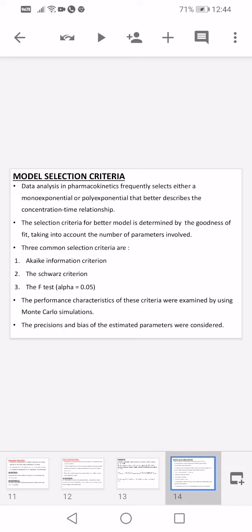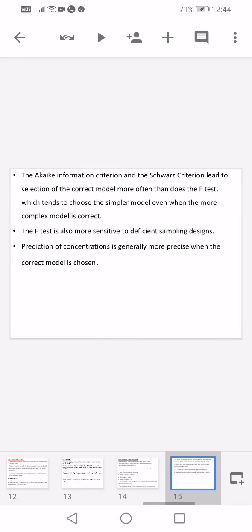The performance characteristics of these criteria were examined by using Monte Carlo simulations. The precision and bias of estimated parameters was considered. So these are the three criteria which are to be followed: the Akaike information criterion, the Schwartz criterion and the F-test. So what do these mean? The Akaike information criterion and the Schwartz criterion lead to the selection of the correct model more often than the F-test. So the first two are the better models to fit the data, to know the relationship between time and plasma concentration profiles, compared to the F-test, which tends to choose the simpler model even when the complex model is correct.